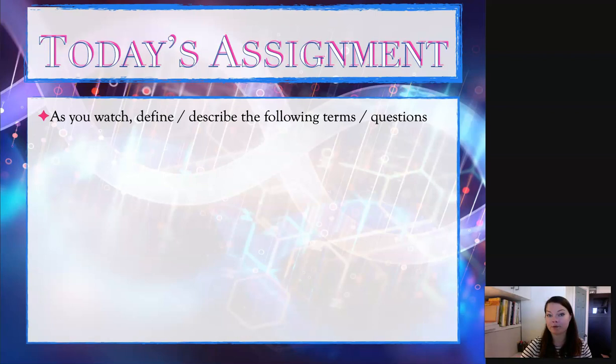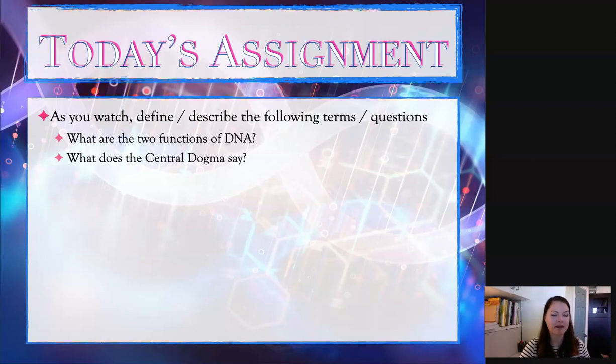and as I am going through, I want you to define or describe each of these terms. And I do want you to keep it specific to how I'm describing it here, so don't go off and Google them and get way too many details. Keep it short, simple, to the point, and that's fine. So two questions that I want you to be able to answer are the two functions of DNA, and then what does the central dogma say?